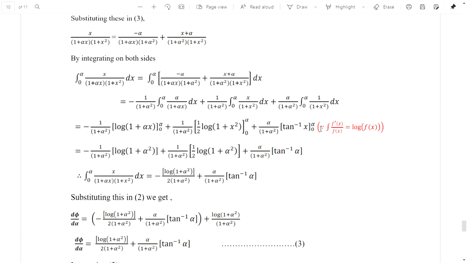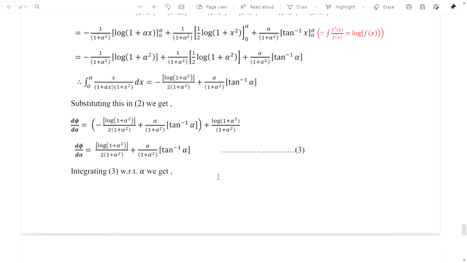That is equal to minus 1 by (1 plus alpha squared) into log of (1 plus alpha squared) by applying the upper as well as the lower limits, plus 1 by (1 plus alpha squared) into this, also the same case, and apply the upper as well as the lower limit. Therefore, the integral value is this.